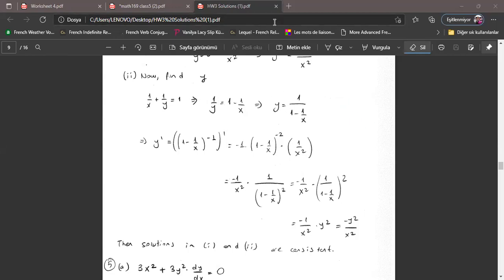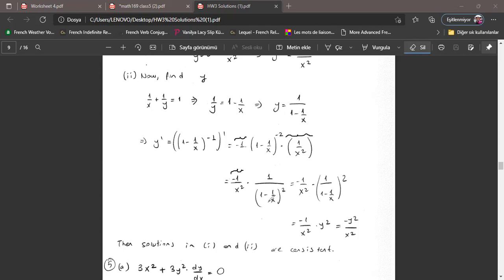Now we need to take the derivative of both sides with respect to x again. On the left, we have y prime. On the right, we write this in this form, so we need to apply the power rule. We get minus 1 times this to the minus 2, since minus 1 minus 1 gives minus 2, times this function's derivative, which is 1 over x squared. So this gives minus 1 over x squared, and the one in the middle gives 1 over 1 minus 1 over x squared.